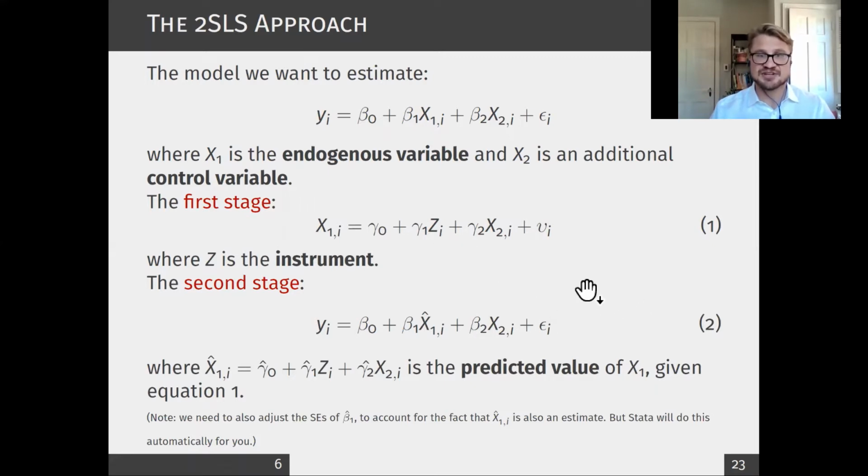And that is the regression that we run. Stata would do this automatically for us, and we need Stata to help us calculate the standard errors, because the standard errors from the second stage are incorrect if we just plug in this predicted value, because we do not consider the fact that there's uncertainty as well in the estimation of x1 that needs to be accounted for.